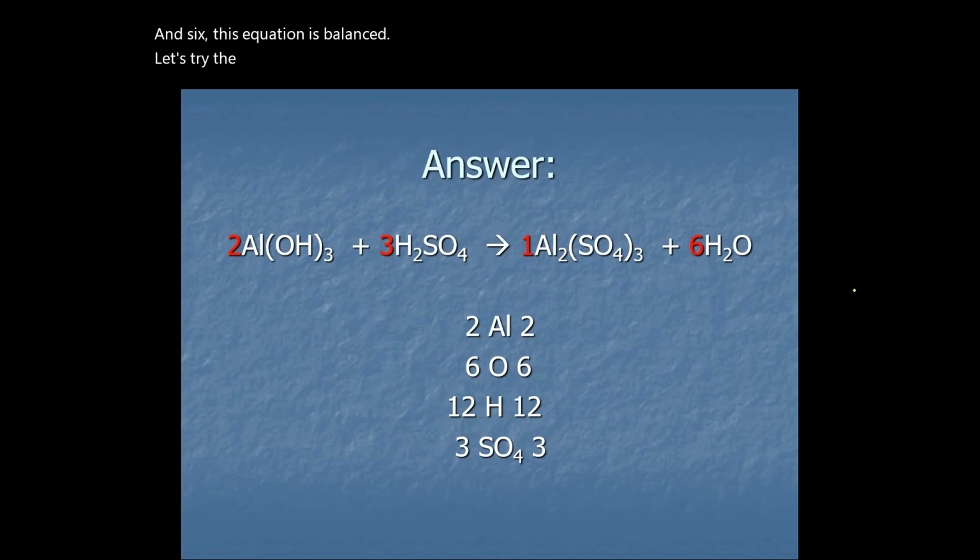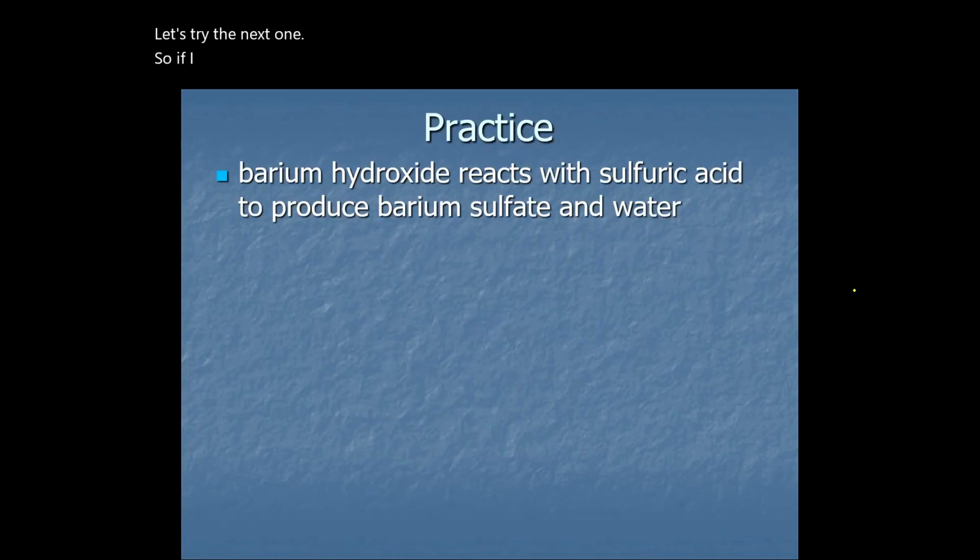Let's try the next one. So if I have barium hydroxide reacting with sulfuric acid, let's see, barium hydroxide, barium is a +2, hydroxide is a -1, so I need 2 of those. Sulfuric acid, we just did, H2SO4. Barium sulfate, BaSO4, and water's H2O.